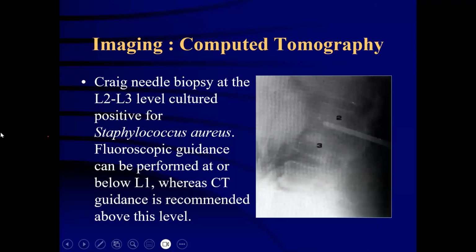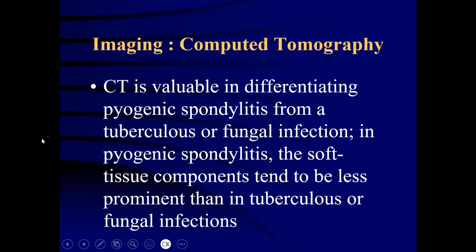This is a needle biopsy at the L2-3 level, with culture positive for Staph aureus. Fluoroscopic guidance can be performed at or below L1, whereas CT guidance is recommended above this level. CT is valuable in differentiating pyogenic spondylitis from tuberculosis or fungal infection. In pyogenic spondylitis, the soft tissue components tend to be less prominent than in tuberculosis or fungal infections.